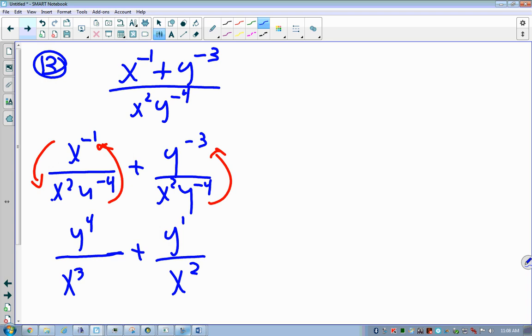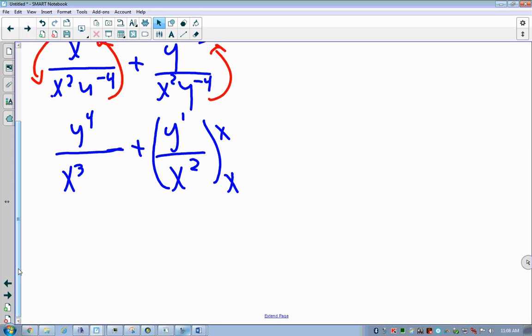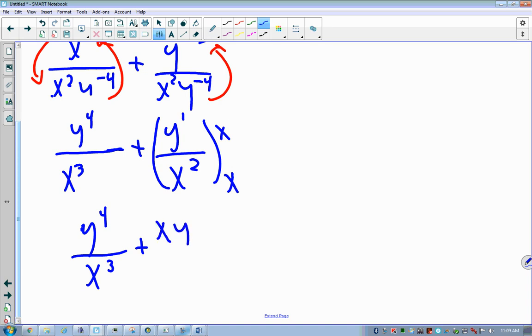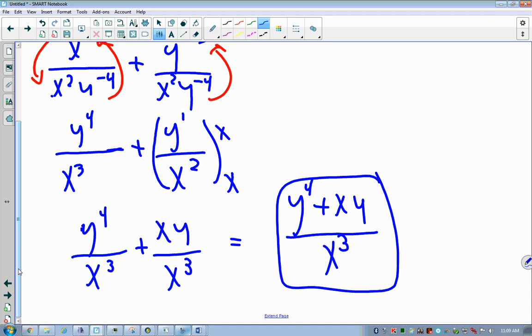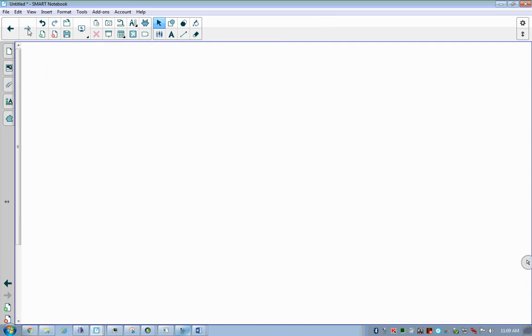Now I have two fractions, and one has x cubed in the denominator, the other has x squared in the denominator. What is my common denominator? X cubed, and how do I get that? Multiply by x only on the right-hand side. So that's leaving me with y to the fourth over x cubed plus xy over x cubed, which we can write as a single fraction: y to the fourth plus xy over x cubed. That's my answer. The biggest thing you need to know is split it, then get positive exponents, then after that, get a common denominator and simplify. Questions, concerns, theories? No? Okay. That was 13.